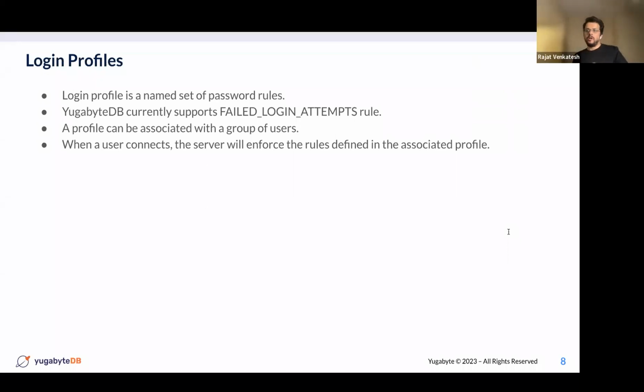Talking about login profiles, profiles are a named set of rules. The first rule that we have implemented is the failed login attempts rule. The rule specifies the number of consecutive failed attempts that are allowed. A profile can be associated with a group of users. You create a profile, and then there is a command to specify that a role is associated with the profile. When a user connects and is going through the authentication flow, the server will first check if there is an associated profile with it. If the profile is there, it checks if the rules mentioned in the profile are being followed. I'll give you examples of this.